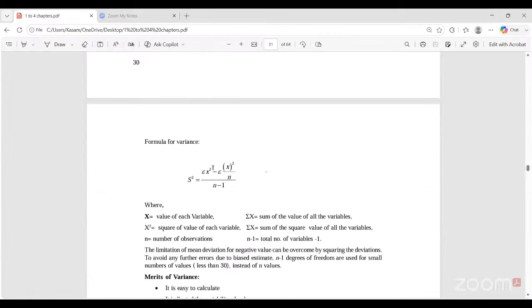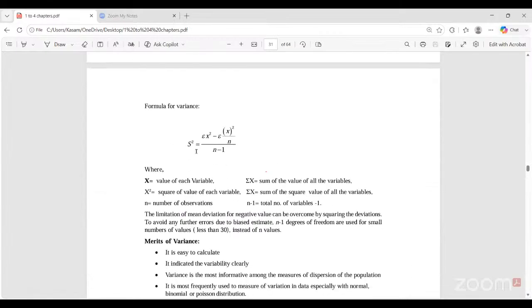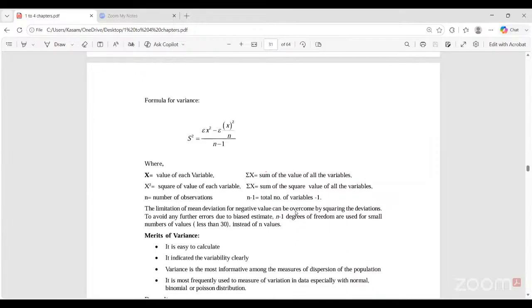So S square is the variance, sigma. Most important formula: S square is equal to summation of x square minus (summation of x) square by n, divided by n minus 1. X is the value of each variable. Summation of x is the sum of the values. Summation of x square is the sum of the squares of all the values. N minus 1 is equal to the total number of variables minus 1.